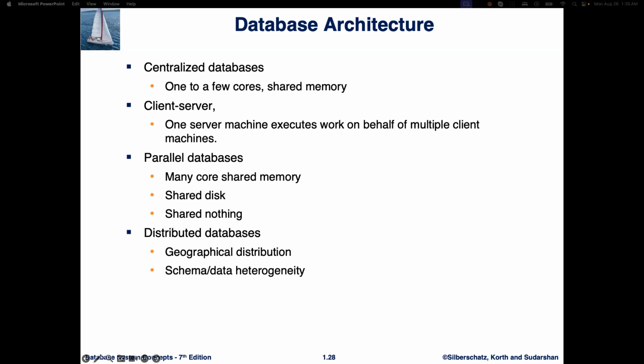Parallel databases. These databases are designed to take advantage of multiple processors and cores to perform parallel processing of data. Many cores shared memory. Multiple processors share the same memory space, allowing fast communication and data processing. Shared disk. Each processor has its own memory but shares a common disk. This setup allows for better data redundancy and scalability.